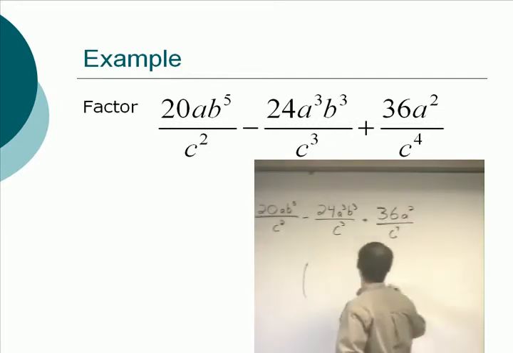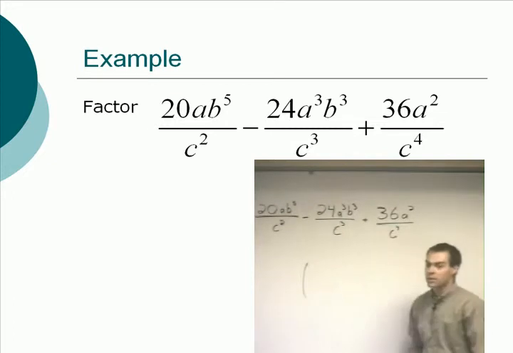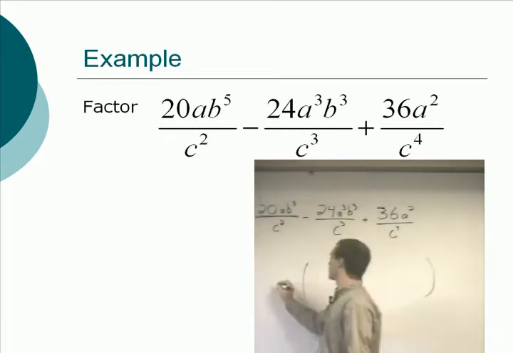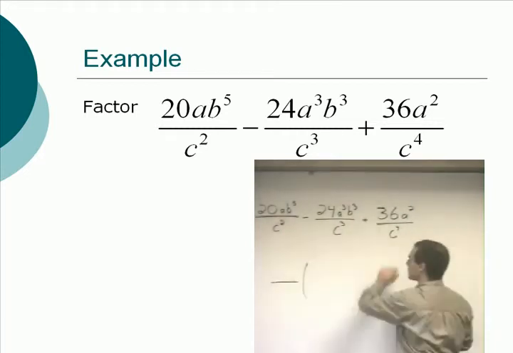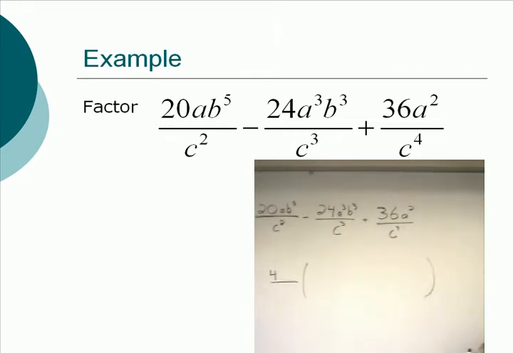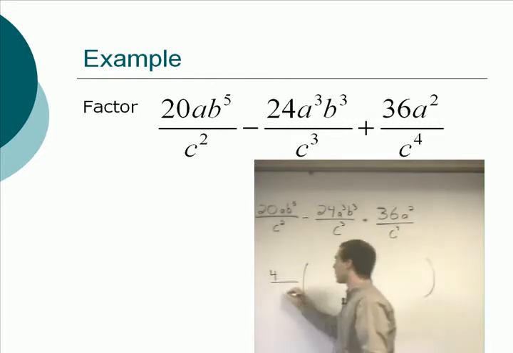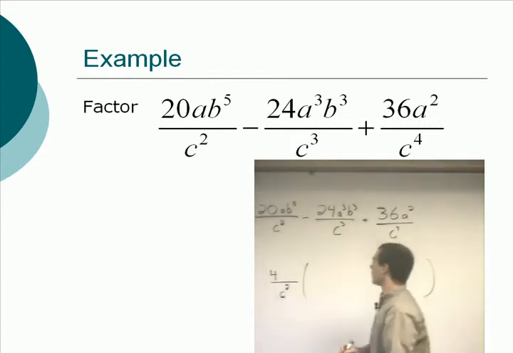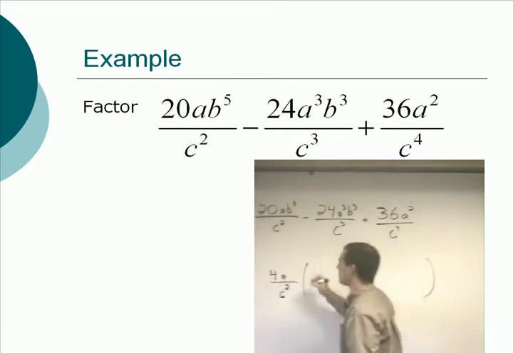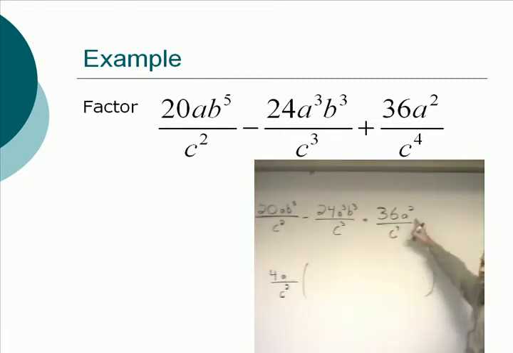Okay, well, let's just pull out the greatest common factor. What is the greatest factor that we can pull out of all 3 terms? What's the greatest coefficient? 20, 24, and 36? 4. That's the biggest numerical factor we can get out. And the c squared in the denominator, we can get those all out. A's? Just one a. B? Can't do it. Okay, so then the question is, well, what's left?